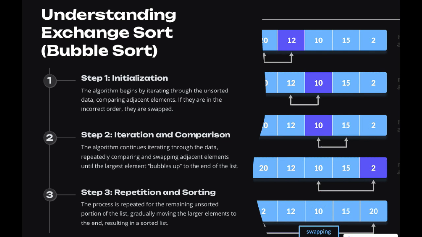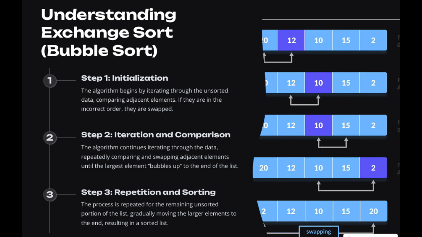Understanding exchange sort, bubble sort. 1. Step 1. Initialization. The algorithm begins by iterating through the unsorted data, comparing adjacent elements. If they are in the incorrect order, they are swapped. 2. Step 2. Iteration and comparison. The algorithm continues iterating through the data, repeatedly comparing and swapping adjacent elements. This process is performed until the largest element bubbles up to the end of the list.